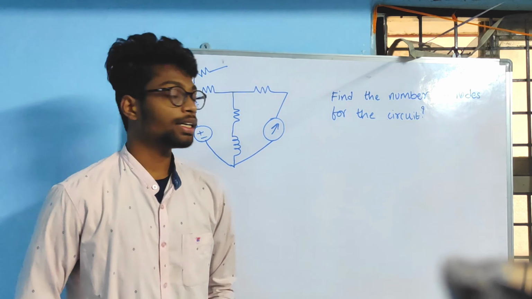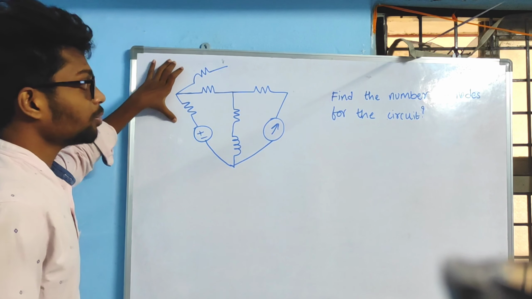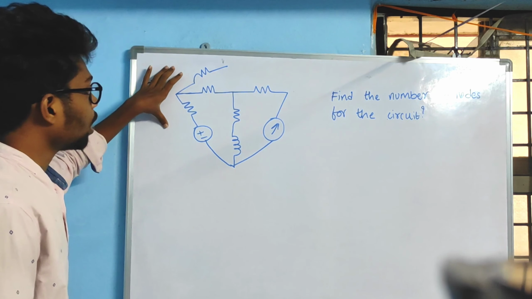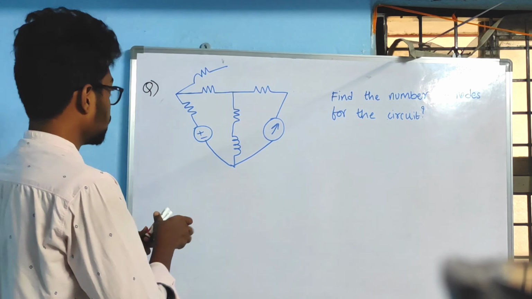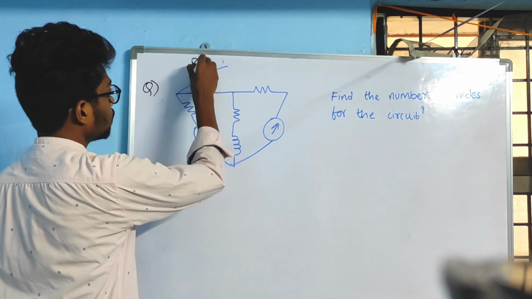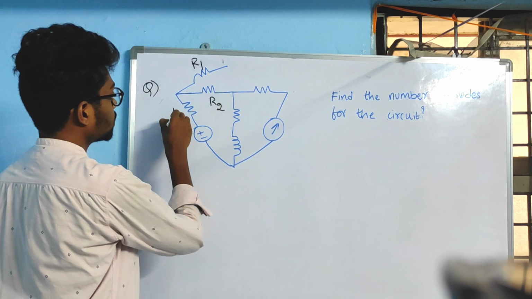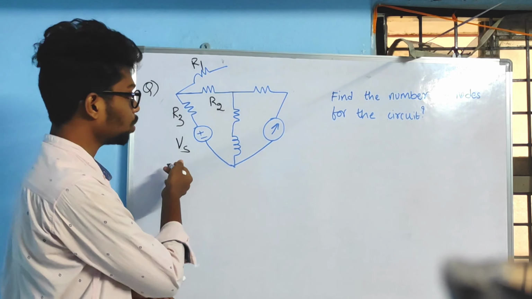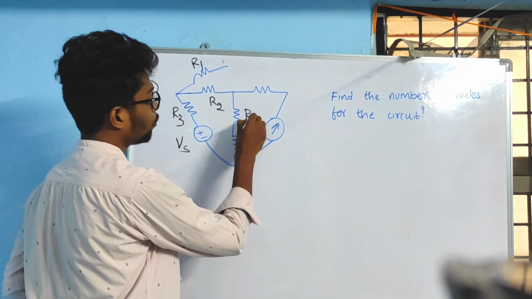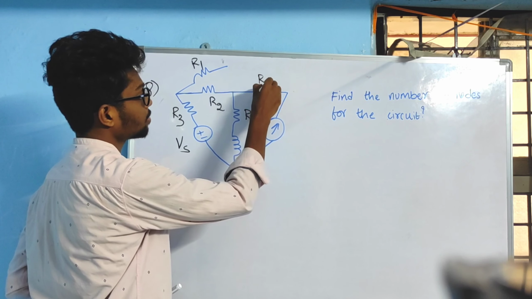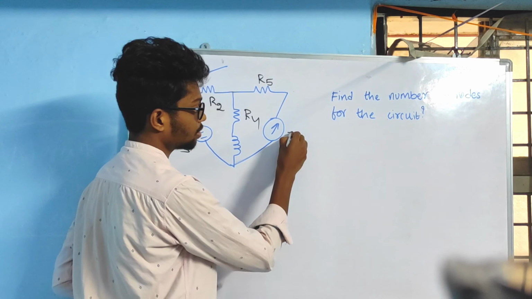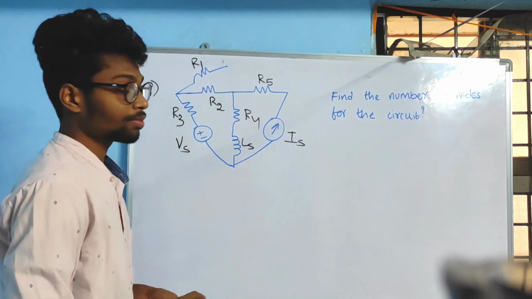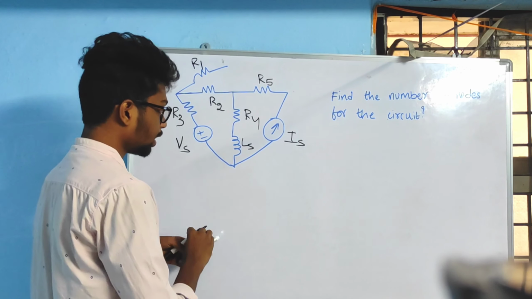Friends, coming to the second question in this session, for this circuit diagram we have to find the number of nodes. Over here you can see components like resistor 1, let me take the indications over here, R1, resistance 2 R2, resistance 3 R3, and the voltage source I am taking as Vs, as I am having only one voltage source. And over here I am taking R4 and R5 resistances, and the current source I am taking as Is. You can represent as you wish, friends. I am taking the inductor over here as Ls, or simply you can take it as L.